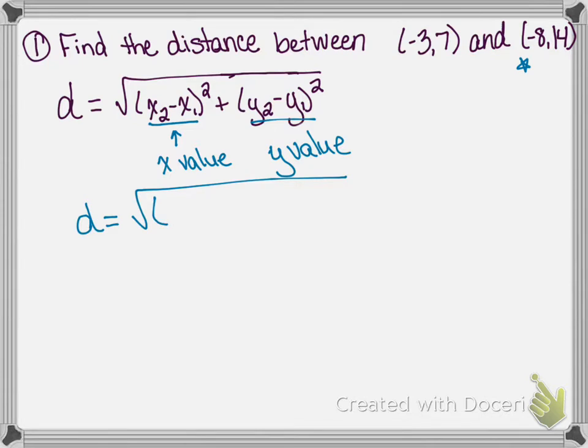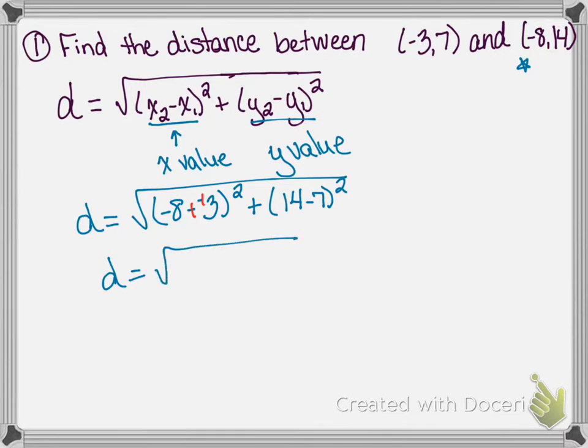So I'm going to say -8 minus -3, and then I'm going to square that. And then I've got 14 minus 7, and I am going to square that. Okay? So we've got a double negative right here, so I'm going to make this +3. -8 plus 3 is -5. 14 minus 7 is 7.